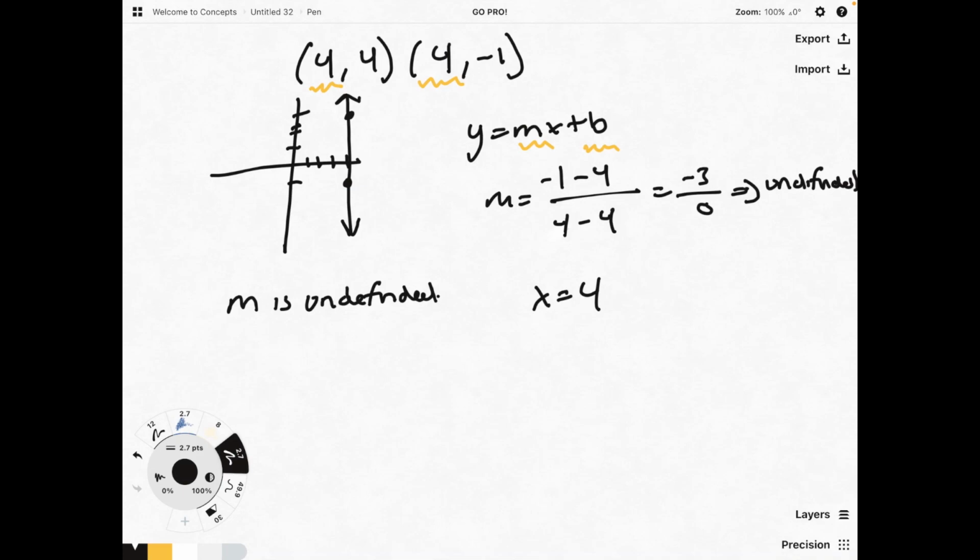If we look at this first point, we have x is 4, and then we also have a value of y at 4. That satisfies this equation. If we go x to 4, and then we go to the point -1, that also satisfies this equation. All vertical lines have an equation equal to where they cross the x-axis, not the y-axis. So that's just something to keep in mind when looking at vertical lines versus horizontal lines versus diagonal lines.